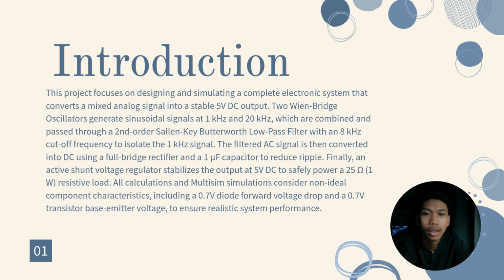The filtered AC signal is then converted into DC using a full-bridge rectifier and a 1 microfarad capacitor to reduce ripple. Finally, an active shunt voltage regulator stabilizes the output at 5-volt DC to safely power a 25 ohm resistive load. All calculations and Multisim simulations consider non-ideal component characteristics, including a 0.7 V diode forward voltage drop and 0.7 V transistor base-emitter voltage, to ensure realistic system performance.